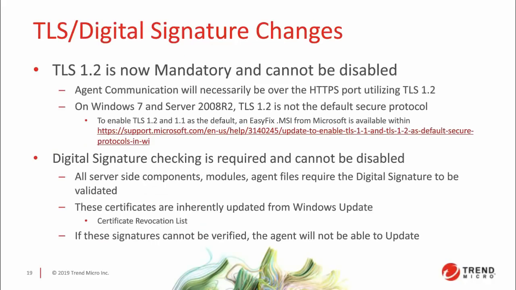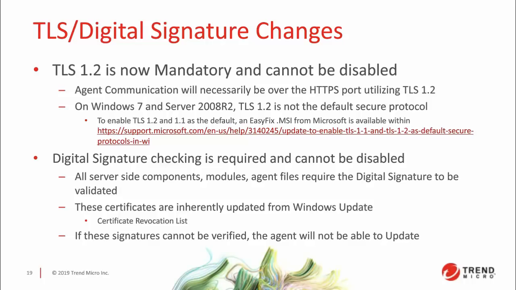Another big change on the Apex One, the TLS and digital signature, they are not disableable. I think that's a word, maybe. TLS 1.2 is mandatory. Anyone who has had a ticket with us before where they changed the ASE value to equal 0 to bypass this, essentially changing the communication from HTTPS to HTTP, will need to revert that change before doing an in-place upgrade. It's a huge, huge thing.